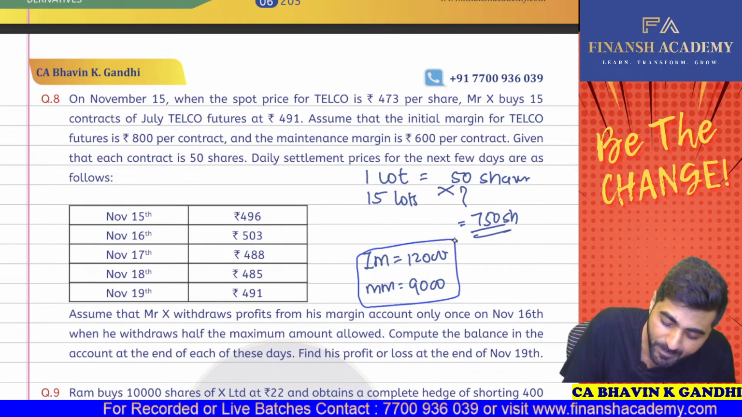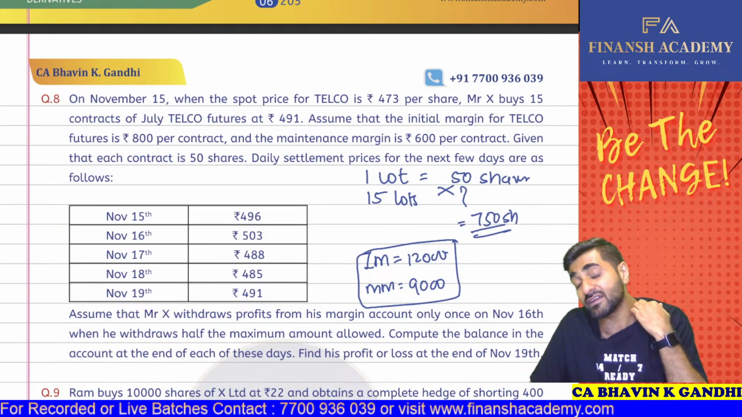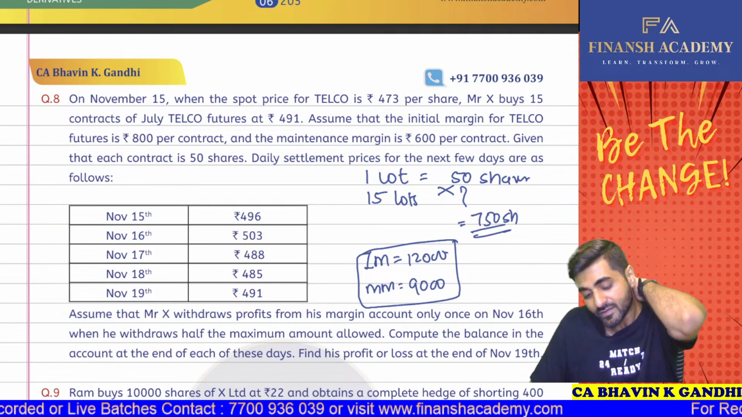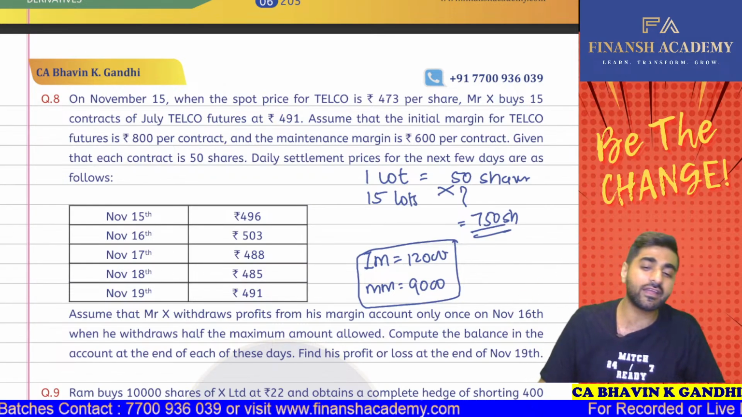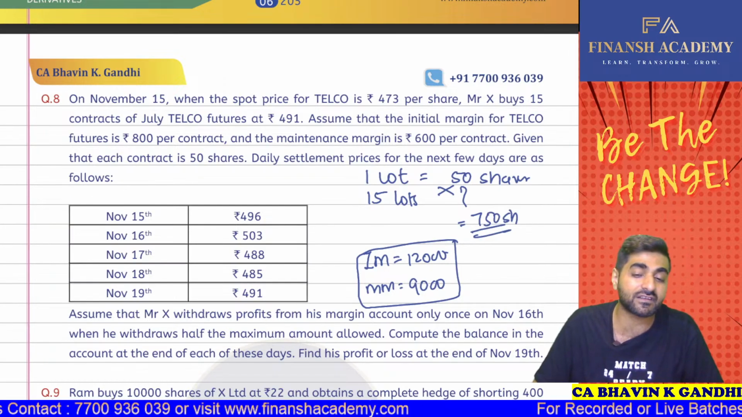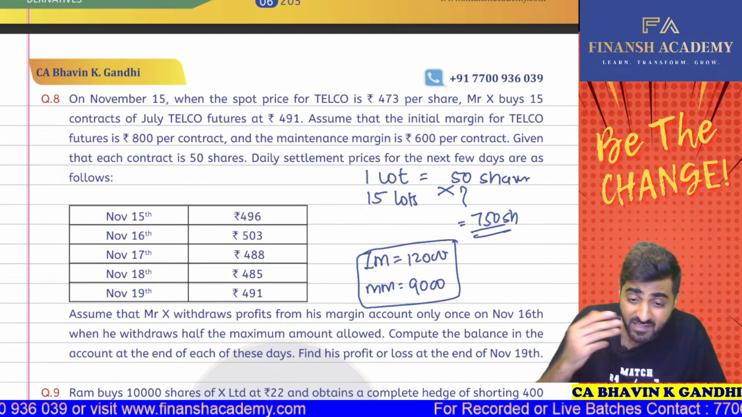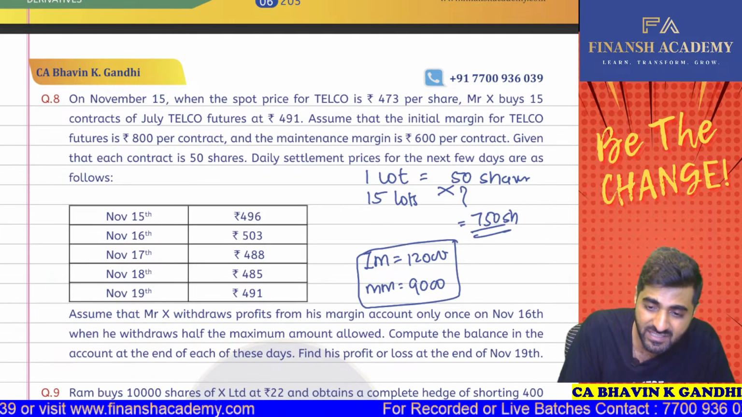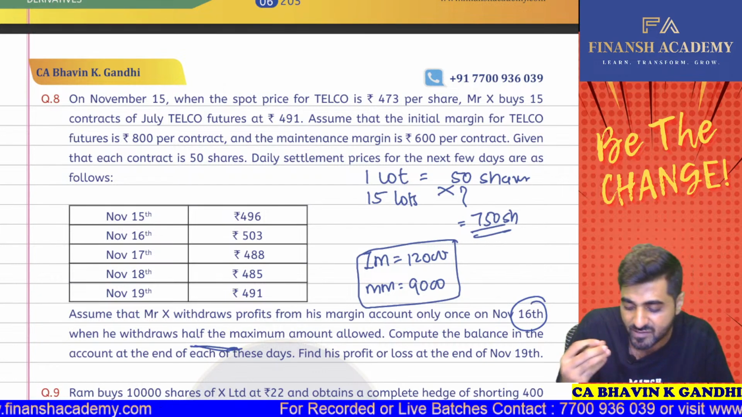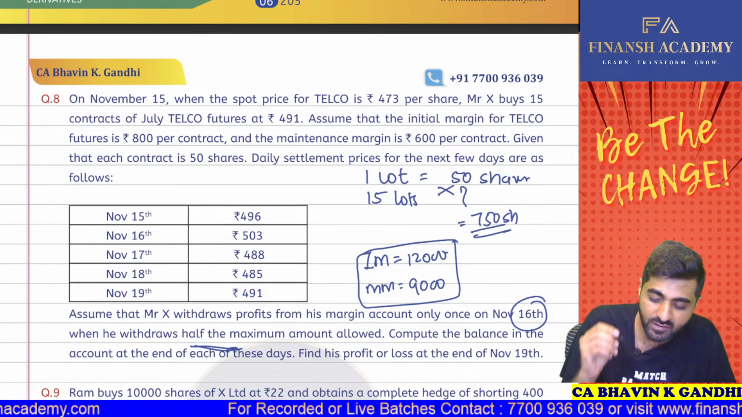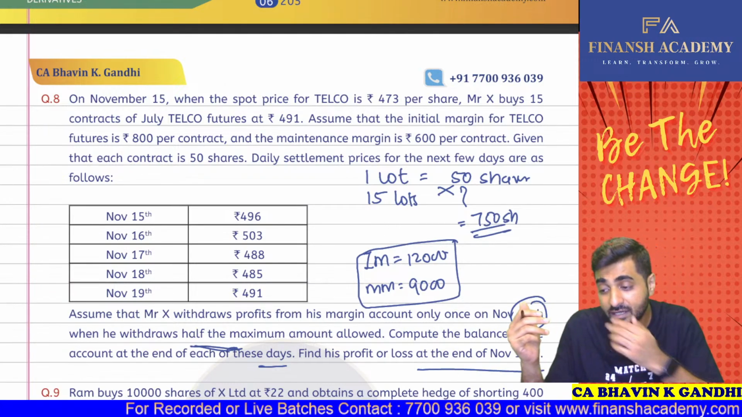Okay, so apparently, my dear students, if your amount is below your maintenance margin, then make sure that you are going to deposit the money in such a way that the amount becomes equal to your initial margin, right? So you'll get a margin call after that. Now daily settlement prices are given to you. So there is some withdrawal which has been done by Mr. X from his margin account, which is only once on November 16th. If he withdraws half of the maximum amount which is being allowed, compute the balance in the account at the end of each of these days and find the profit or loss on 19th of November.